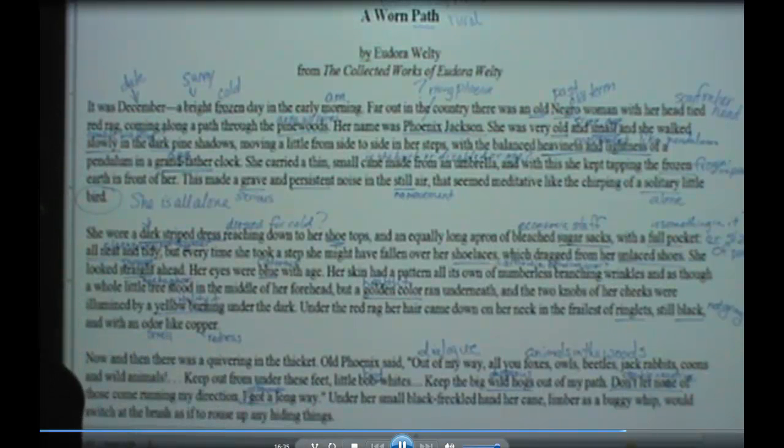Under her small black freckled hand, her cane, limber as a buggy whip, would switch at the brush as if to rouse up any hiding things.